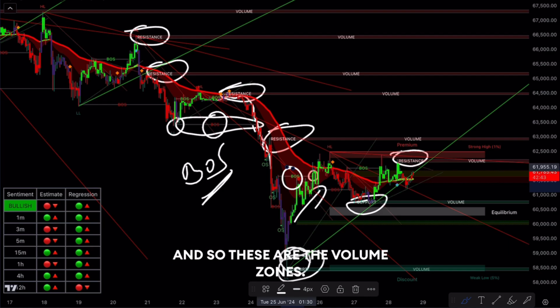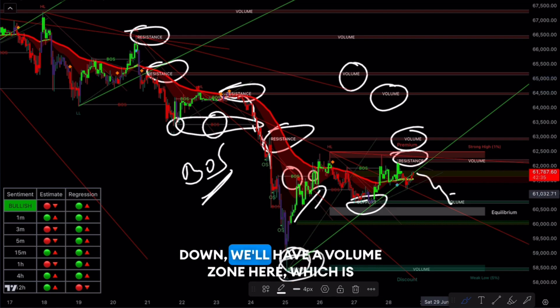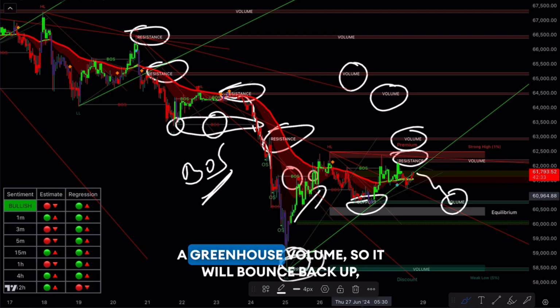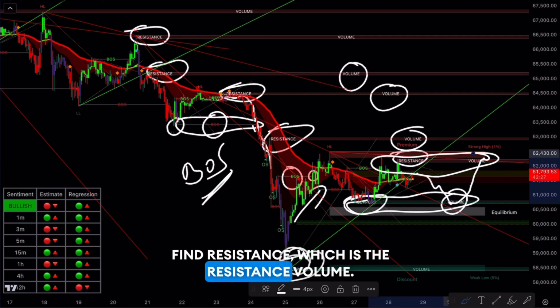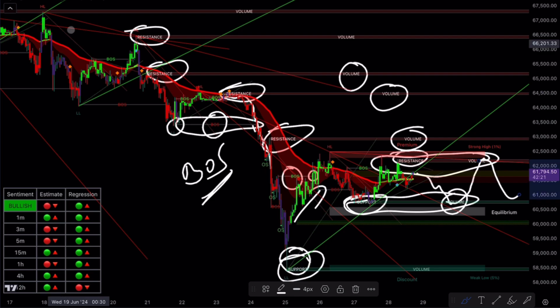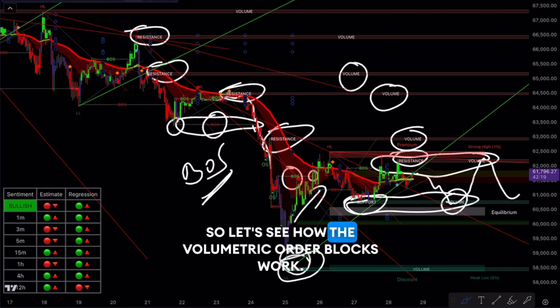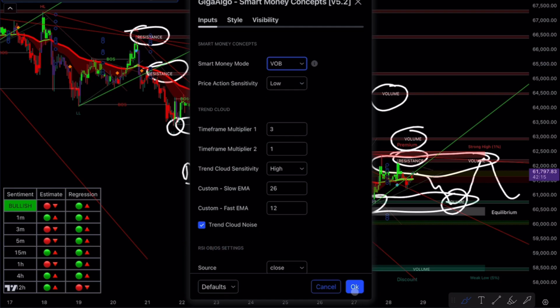And so these are the volume zones. So if the market tries to go down, we'll have a volume zone here, which is a green support volume. So it will bounce back up, find resistance, which is the resistance volume. So we are currently in a range. So let's see how the volumetric order blocks work.